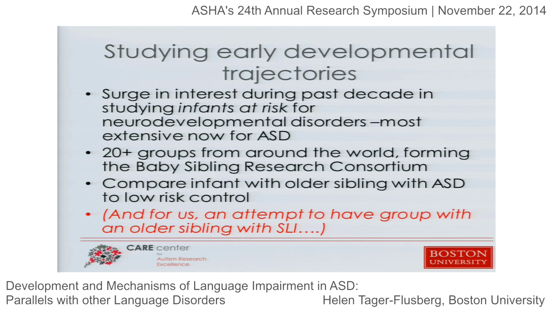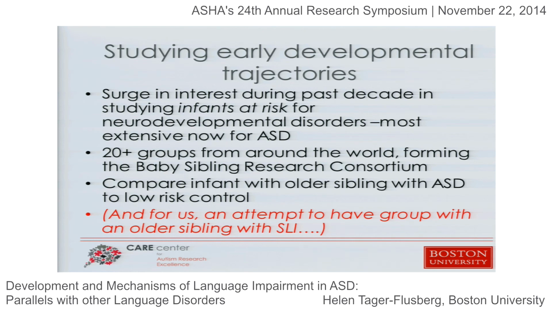We form a consortium under the auspices of Autism Speaks called the Baby Sibling Research Consortium. And the primary goal of the consortium now is to pool our data so that we have a whole bunch of common measures. And there are now over 4,000 infants in this database. So we can get very good data on what's happening with infants who are high risk, okay?